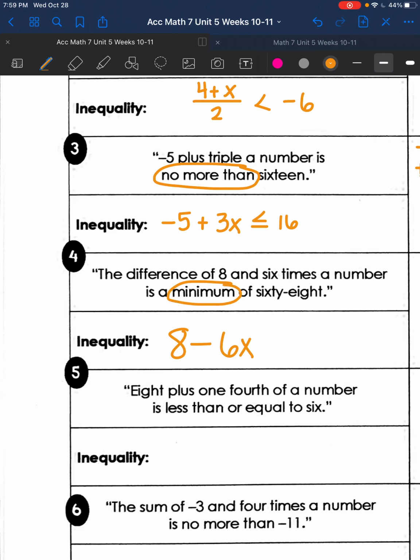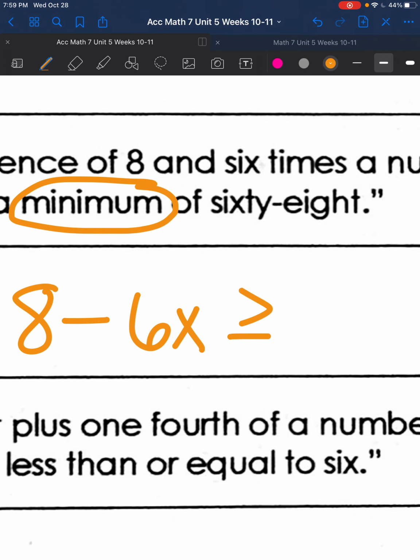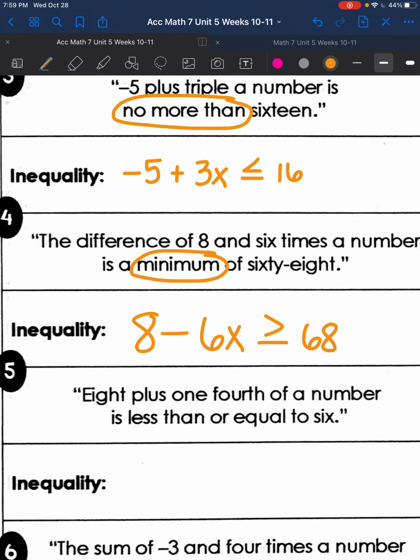So minimum is a key word here. And minimum means greater than or equal to 68. So 8 minus 6x is greater than or equal to 68. So now let's solve this.